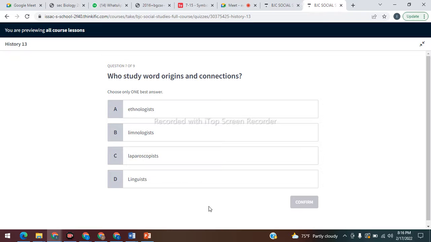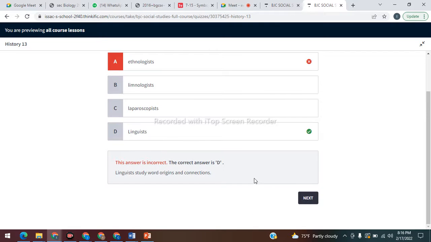Word origins and connection. D. Linguists. Anyone else? Or are we gonna lock that in? Hold on, before you lock that in. I'm gonna disagree. Okay, she's gonna disagree. I think it's A. I think it's A. All right. Okay, so they're gonna go with A. Please. No! No! Ah, boy. Should have listened to me.